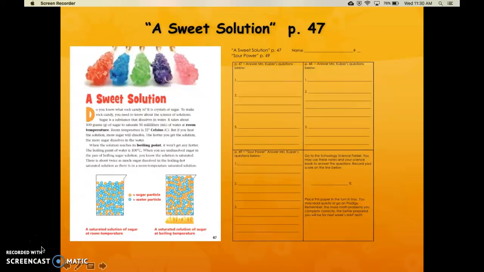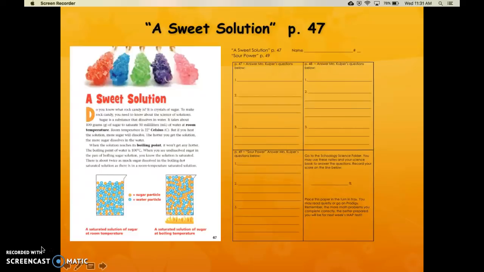Hi everyone. We're looking at a sweet solution today, and what I really like about this is it's another way to apply what we're learning. I mean, who knew that it took a saturated solution to make rock candy, right? So when you look at page 47, I'm going to have 3 questions for you about this page. So I would like you to take a second and just read only this page and look at the 2 diagrams at the bottom. Will you stop the video and do that right now, please?